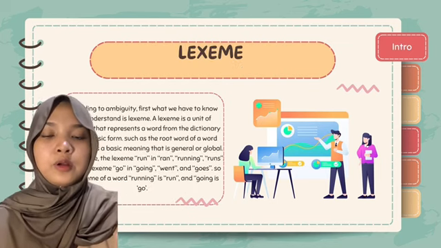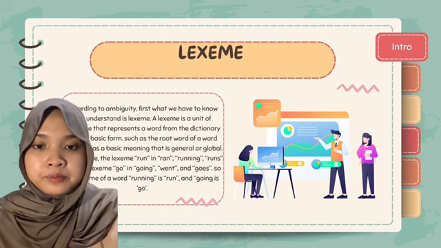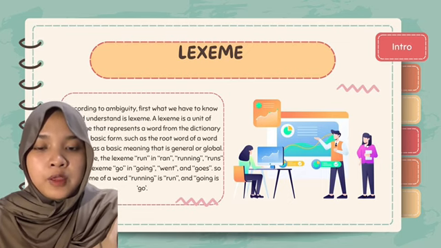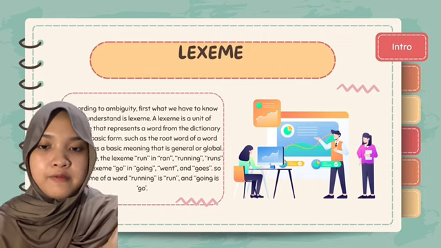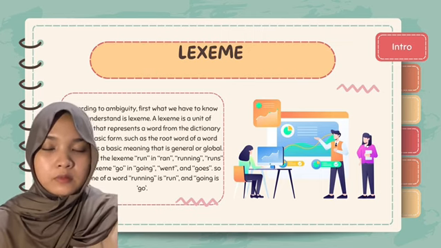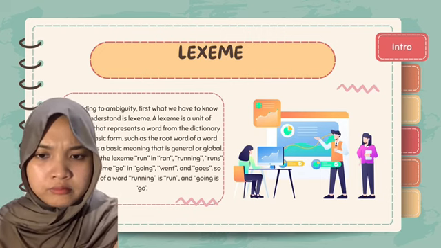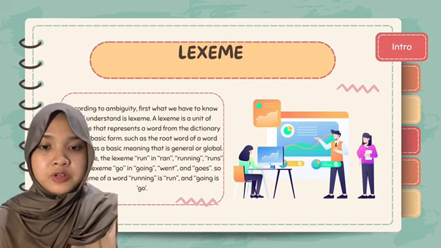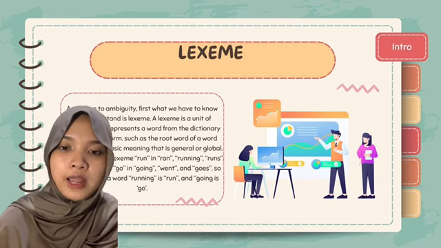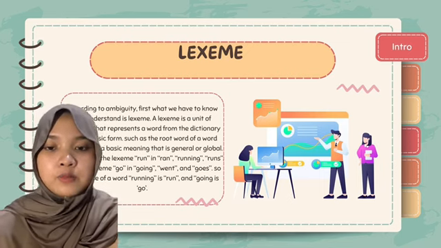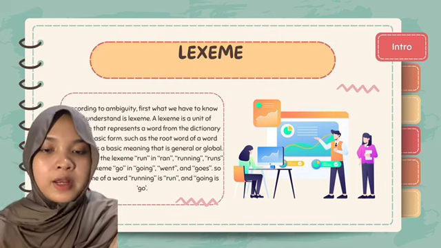But regarding ambiguity, first what we have to know and understand is the lexeme. A lexeme is a unit of language that represents a word from the dictionary or in its basic form, such as the root word of a word part, and has a basic meaning that is general or global. For example, the lexeme run in running, runs, and ran. Then the lexeme go in going, went, and goes. So the lexeme of the word running is run and of going is go.